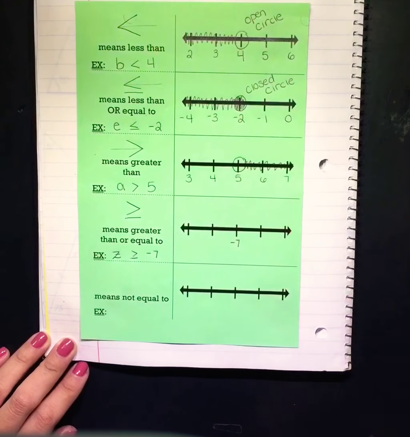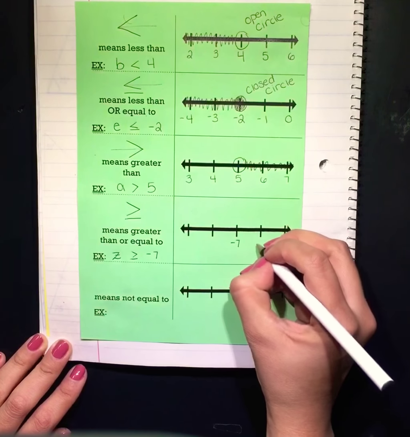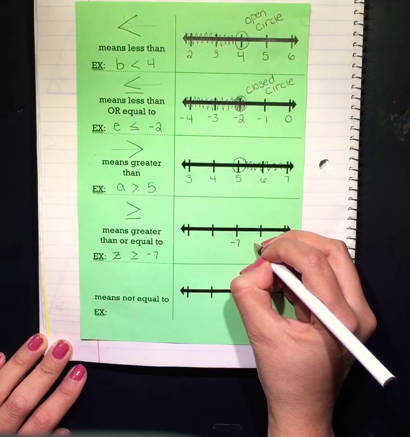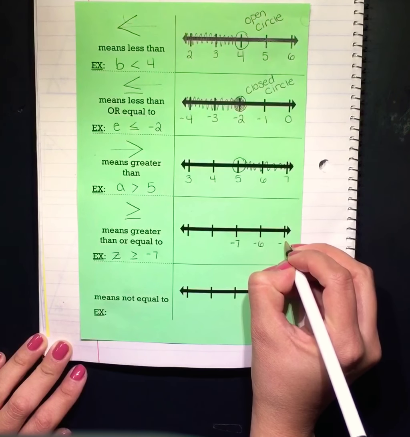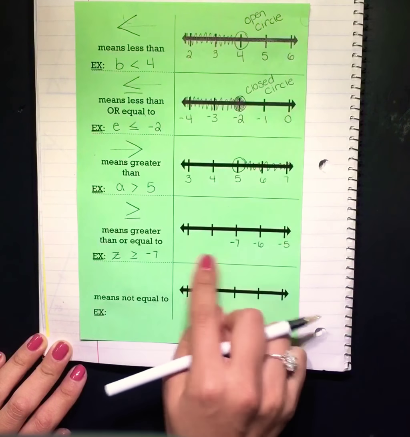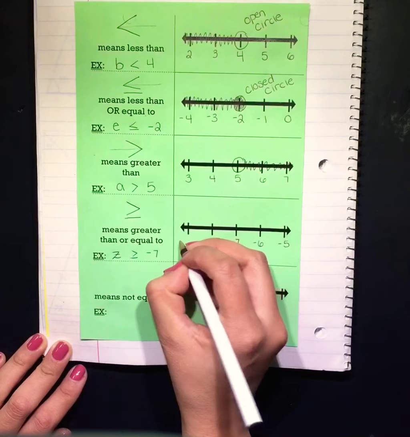Okay, Syra, I put -7 in the middle. What numbers come after -7? -6. Syra? -6, -5. And the numbers before? -8, -9. Good.